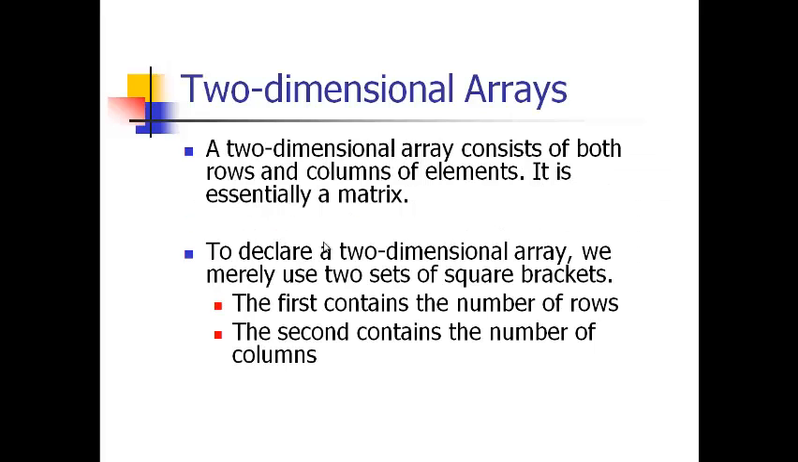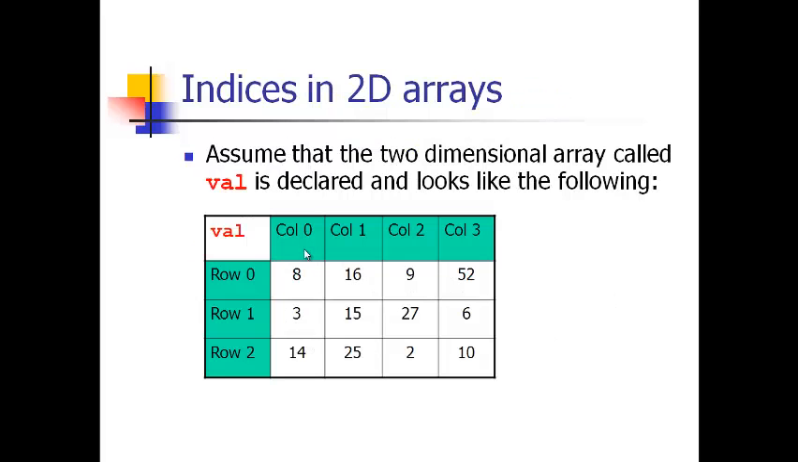Two-dimensional array. A two-dimensional array consists of both rows and columns of elements. It is essentially a matrix. To declare a two-dimensional array, we merely use two sets of square brackets. The first contains the number of rows, the second contains the number of columns. Indices in two-dimensional arrays. Assume the two-dimensional array called val is declared and looks like the following. It contains 3 rows and 4 columns. Rows are indexed 0, 1, 2, and columns are indexed 0, 1, 2 and 3.